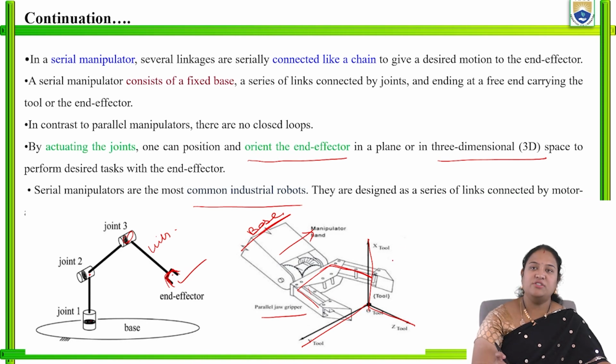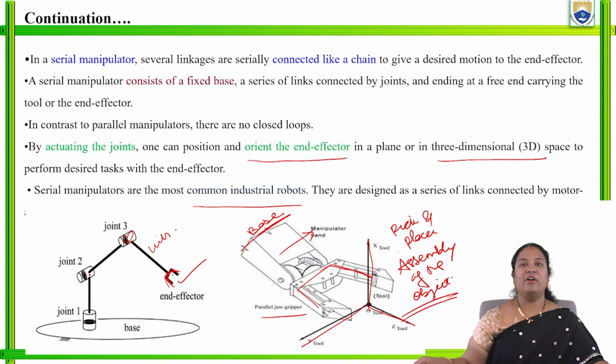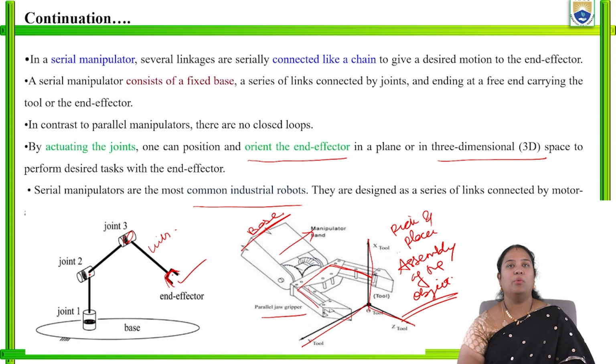And generally, what are the applications of this particular type? Picking and placing the objects, assembly of the objects, and generally all the works which can be done in an industrial robot, we will be using a serial manipulator type of system. Right.